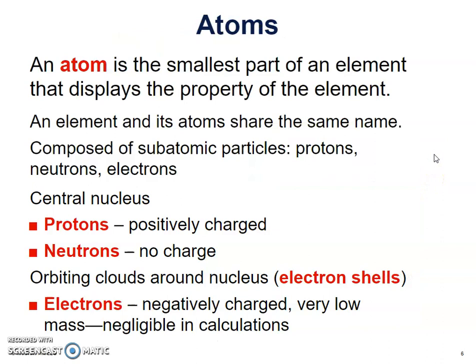Atoms are the smallest part of any element that can display the properties of that element. They're made up of protons, neutrons, and electrons. Found in the nucleus are protons, which are positively charged, and neutrons, which have no charge at all. And outside of that central nucleus are electrons, which are negatively charged, and they are extremely small. And so we just kind of ignore them whenever we do calculations because they're so small that it won't affect our numbers at all.